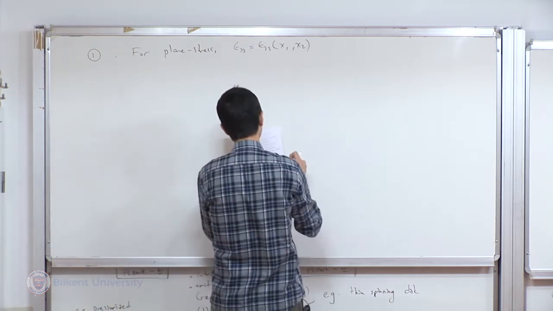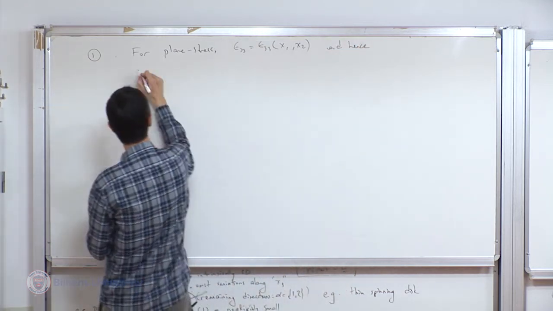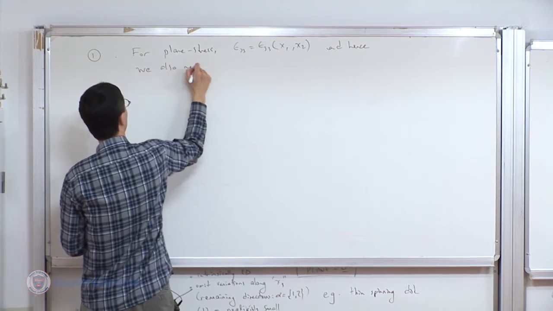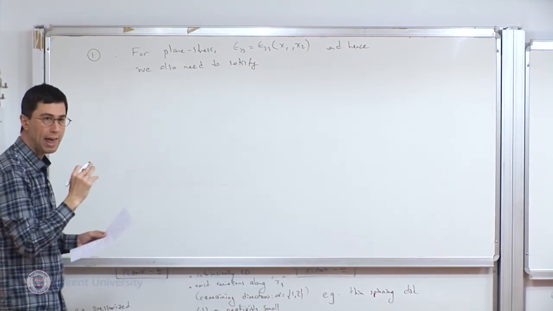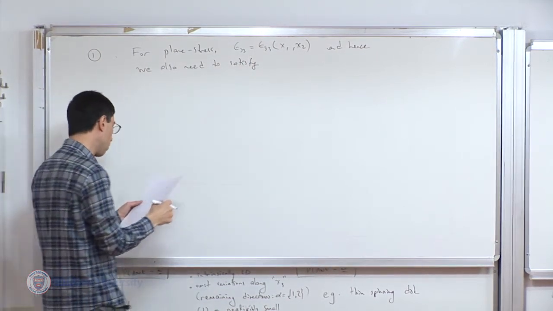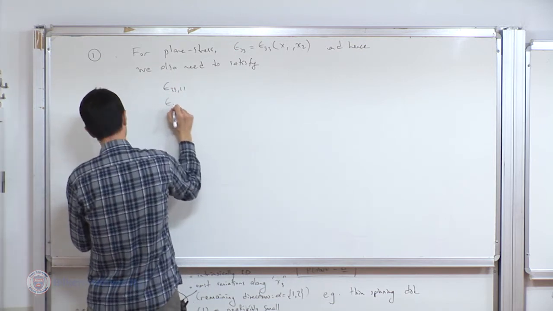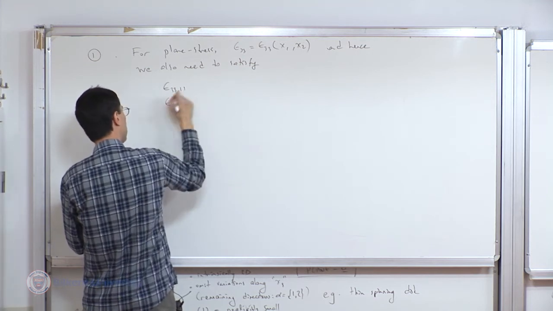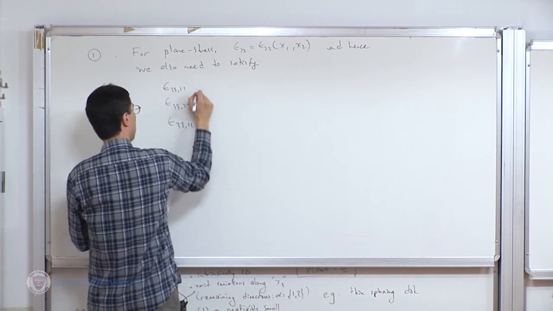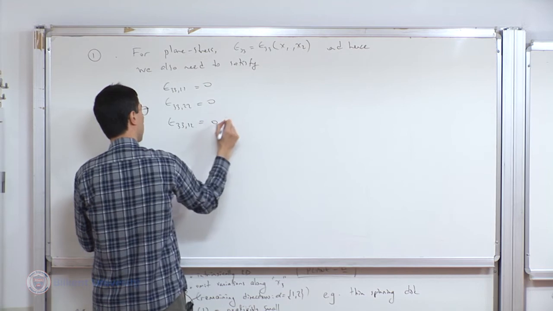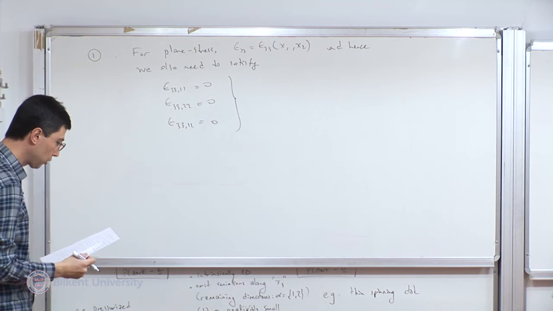But for plane stress, this is not 0, and hence we also need to satisfy actually 3 more equations where epsilon 3,3 somehow remains. And those equations are these. Please go back to the discussion of compatibility and see that these are indeed the 3 components which remain. So verify that. Okay. So that's what we essentially have remaining.